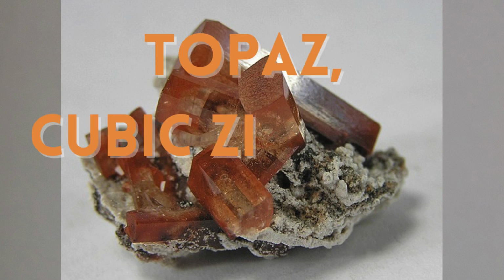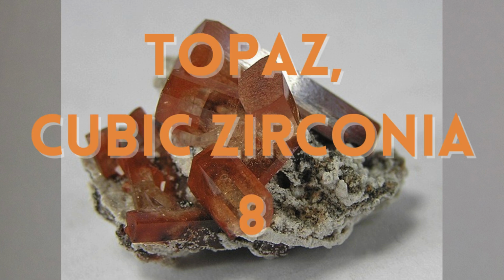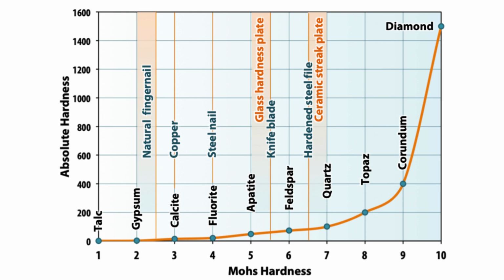Topaz is numbered 8 in the Mohs scale. It has an endless quantity of possibilities in terms of color, no wonder its use in jewelry. Topaz is also implemented in making refractory materials.